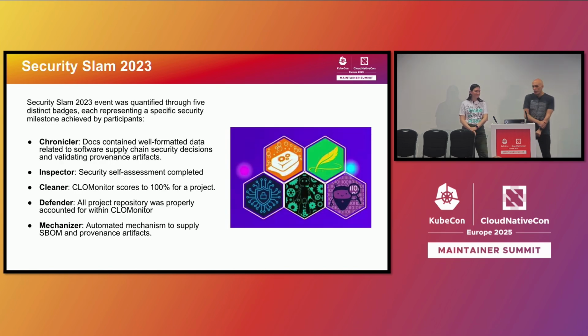In 2023, there was one that was run just before KubeCon that year. The idea was that there were 5 badges, and to win each badge, you have to do something around your project. They have the Chronicler, Inspector, Cleaner, Defender, and Mechanizer. Each of them included doing some specific work in the project. Like the Chronicler was about docs and having the right assets with the right structure in the repositories, completing the security self-assessment, having a CLOMonitor score of 100% in all projects, and also having a way to create a software bill of materials and a way to validate those artifacts.